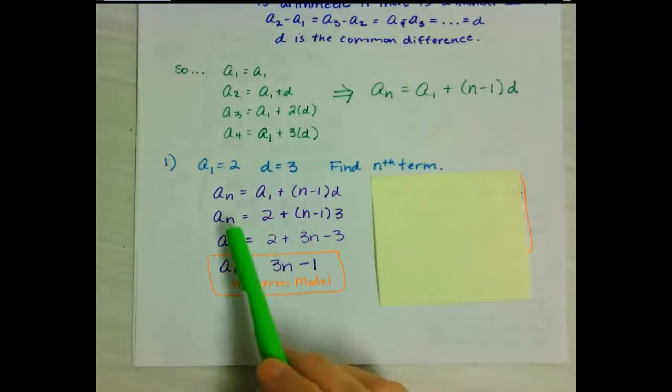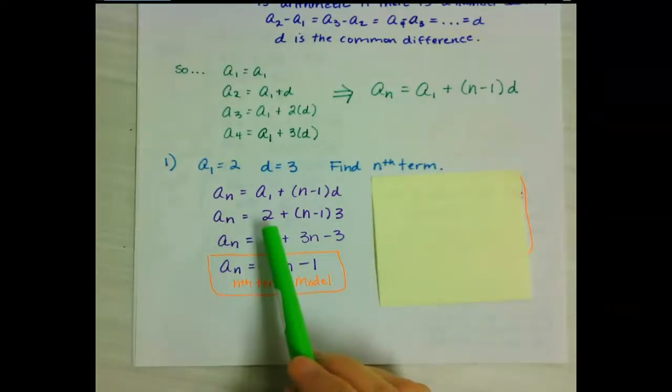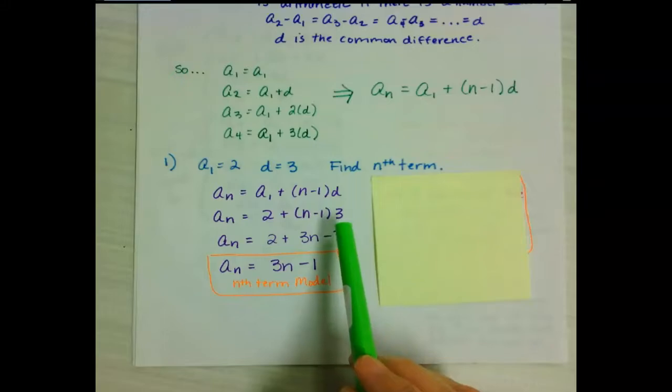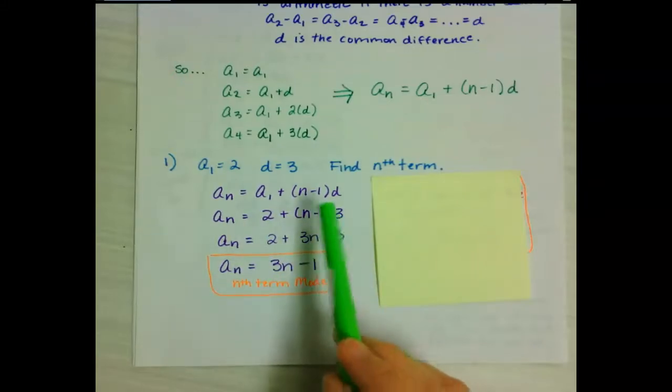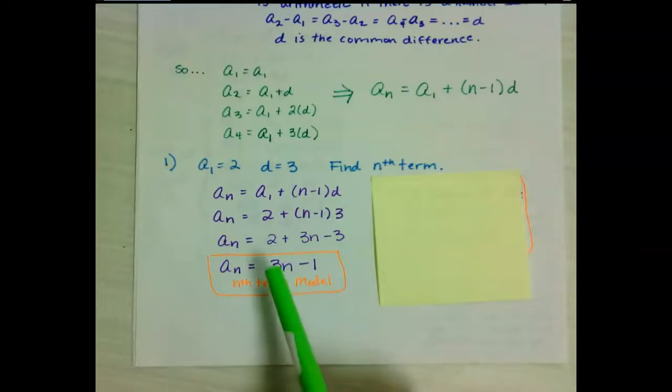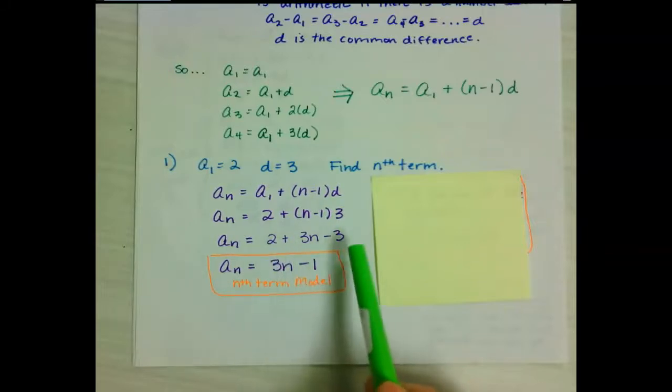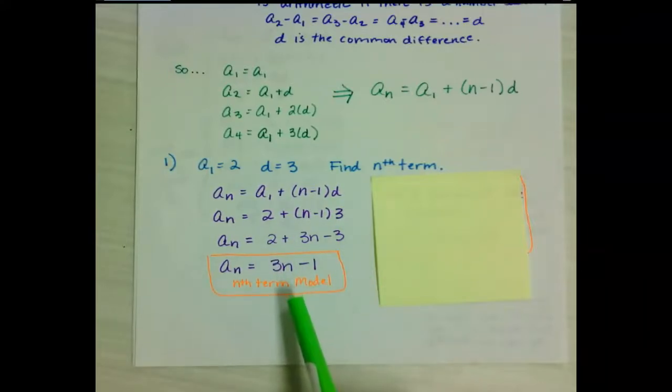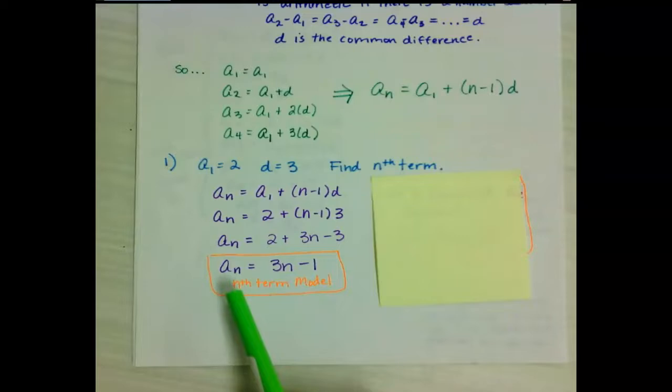And then we're going to plug in our information. So we know a sub 1 is 2. We know the difference is 3. So then to clean this up and give the explicit model, I'm going to distribute the 3 here, and I get 2 plus 3n minus 3, which gives me an nth term model of a sub n, because we've got to use good notation, equals 3n minus 1.